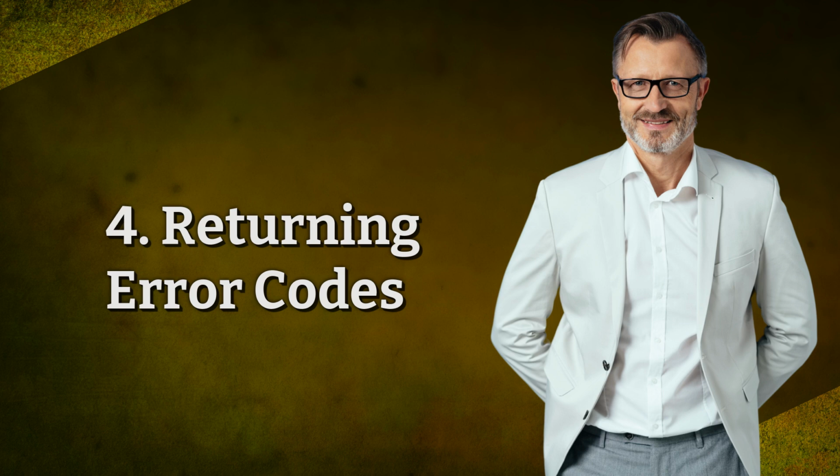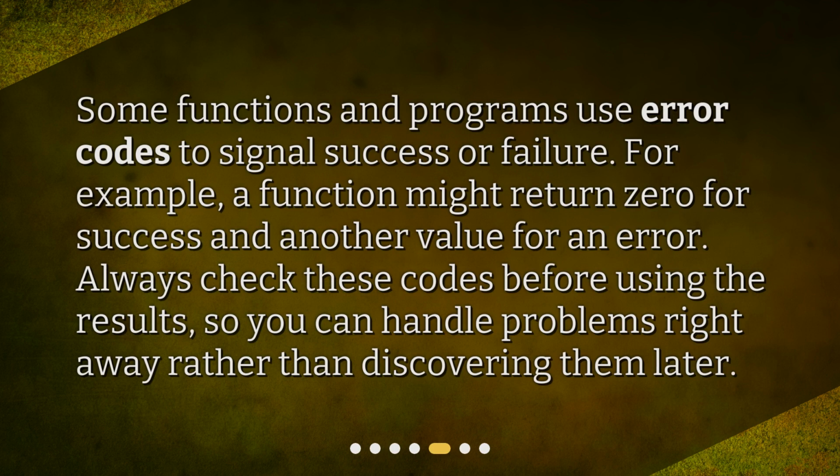4. Returning error codes. Some functions and programs use error codes to signal success or failure. For example, a function might return 0 for success and another value for an error. Always check these codes before using the results so you can handle problems right away rather than discovering them later.